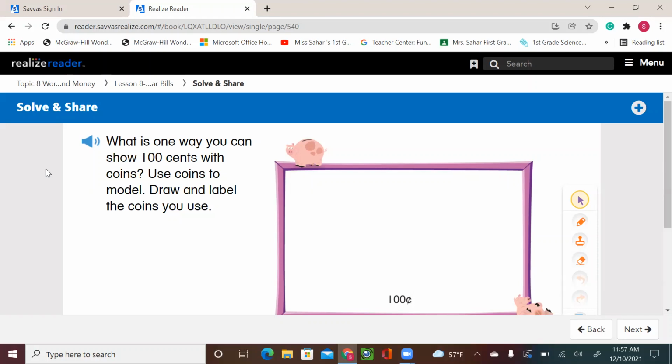Or I can use quarters and dimes and nickels, or I can even use 100 pennies, which is 100 cents. So this isn't one easy answer. It's up to you. What do you have and how would you like to answer this question? It's just fun to draw the coins that you would be using. All right, so let's go to our video.